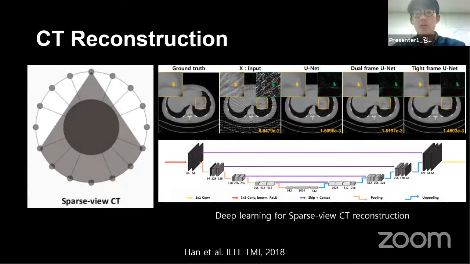Next trial to reduce X-ray exposure is sparse view CT, which is acquiring data with fewer views. Consequently, the total amount of X-ray exposure decreases. However, there is a striking noise pattern because of the insufficient number of views. A deep neural network is trained to reduce the artifacts in the sparse view CT image to make it a clean image.